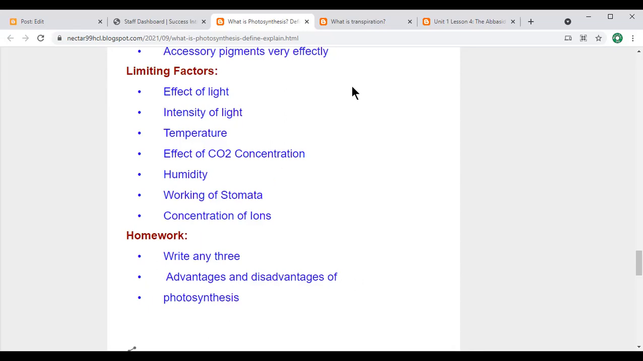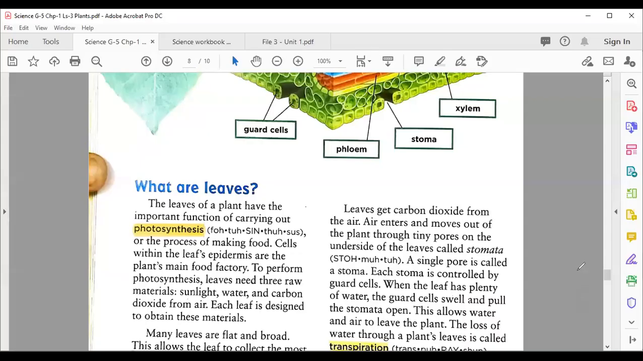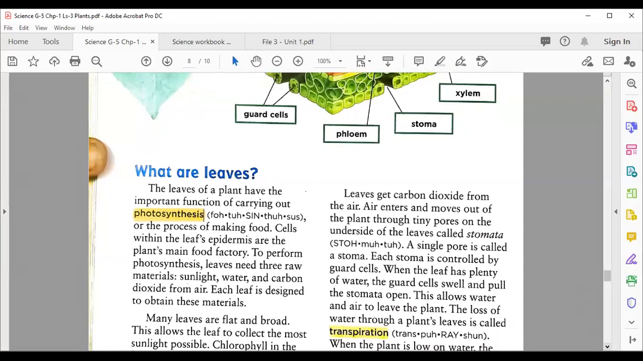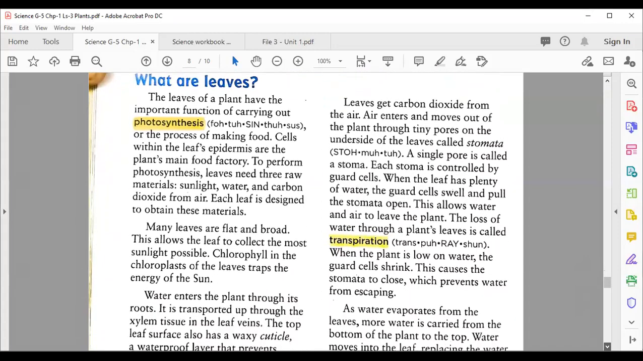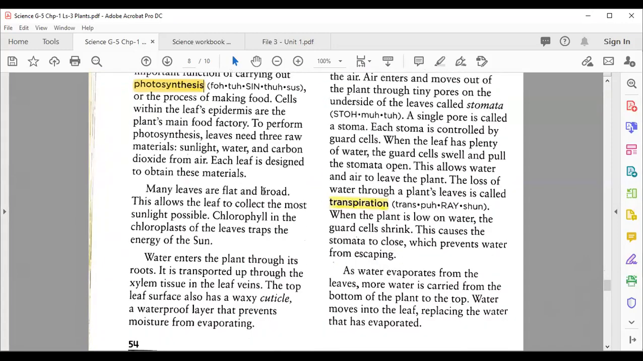Okay, now I'm going to take you back to your textbook. Here, I'm going to explain again what happens during this process. Many leaves are flat and broad. This allows the leaf to collect the most sunlight possible. Chlorophyll in the chloroplast of the leaf traps the energy of the sun. Water enters the plant through its roots. It is transported up through the xylem tissue in the leaf veins.